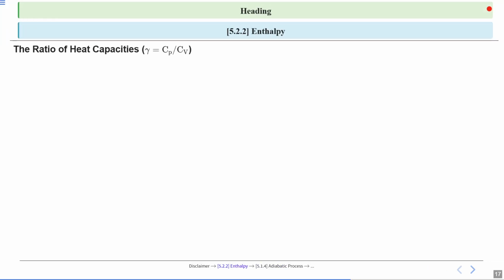Now we will move on to an extra topic that I told you about at the start, and that extra topic is related to gamma. What is gamma? It is the ratio of Cp and Cv. Very simple. The ratio of the specific heats is known as the adiabatic index, and it is given by the value Cp by Cv. It's very simple.